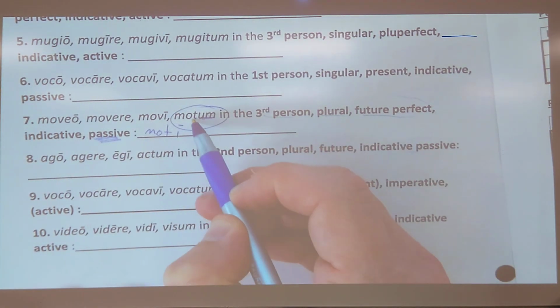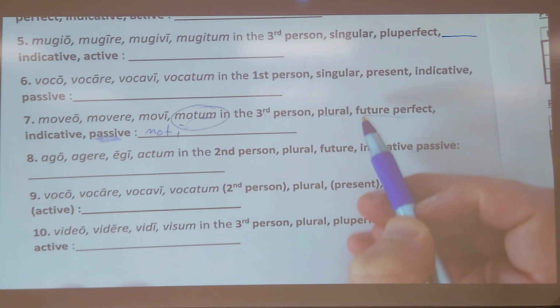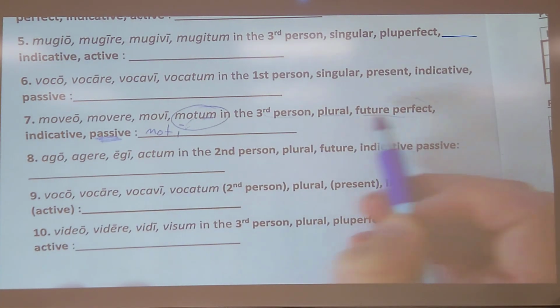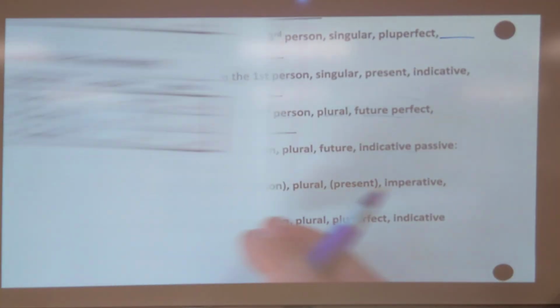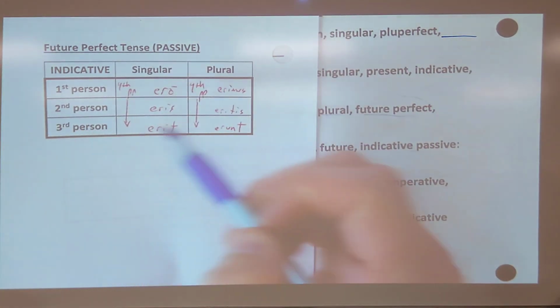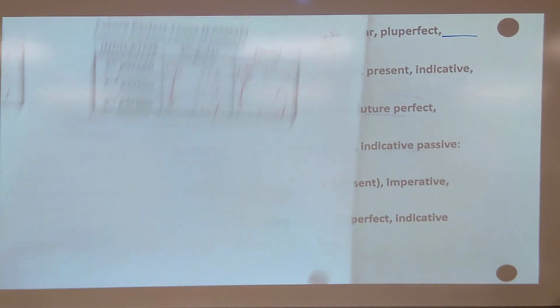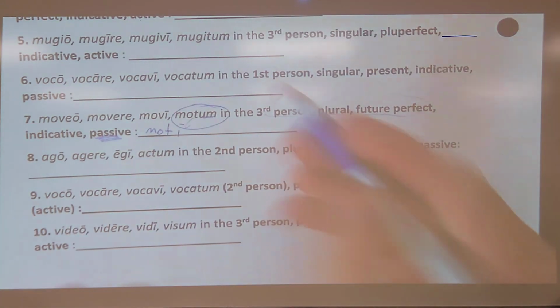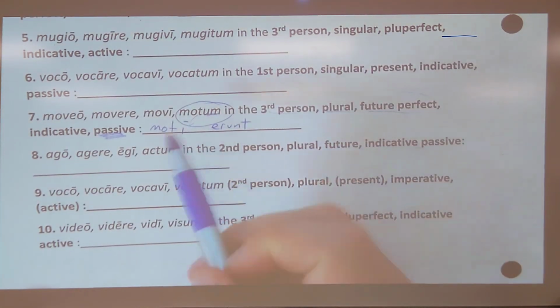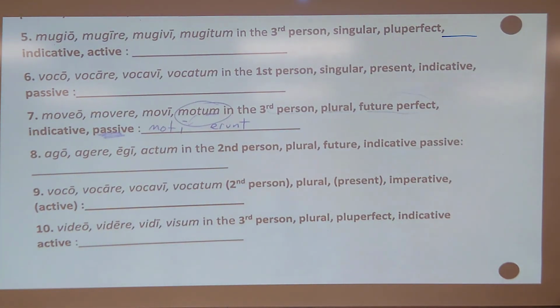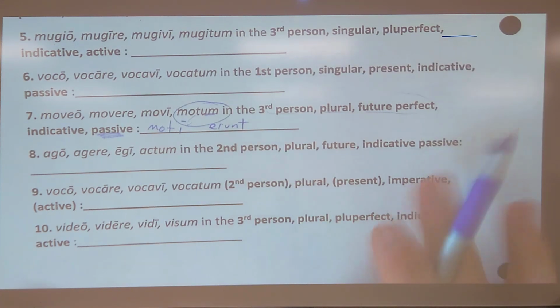Most important thing is that you use your fourth principal part, and then you get the form of sum you need for the future perfect. So in the third person plural, it's erunt. And that's our answer, moti erunt. All right, two separate words because that's how the perfect passive system works.